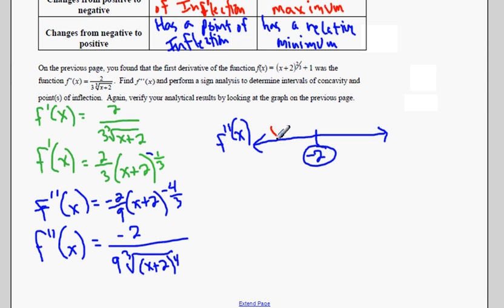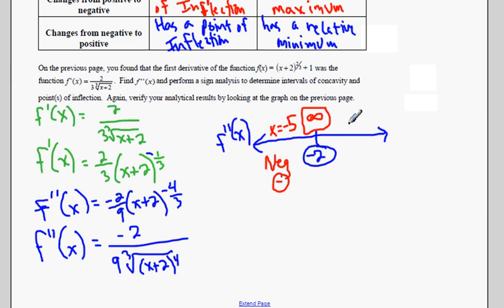So let's now come here. Let's pick a number a little bit less than negative 2. I'll pick negative 5. What do I get? Negative 5 plus 2 is going to be negative, to the fourth power is going to be positive. Cube root is positive, times 9 is positive, but then negative 2 divided by that positive number is going to be negative. Okay, and then we just said, hey, this is going to be undefined right here.